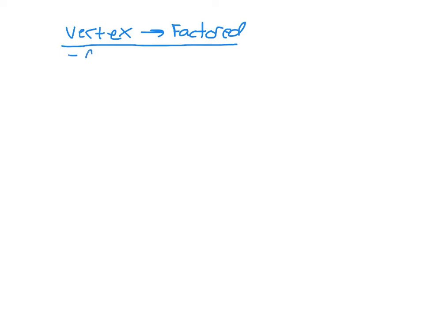All right, now we're going to look at how we can go from vertex to factored form. And it turns out there's two different ways that we can look at it. The first is we can first convert to standard and factor. That's one method.